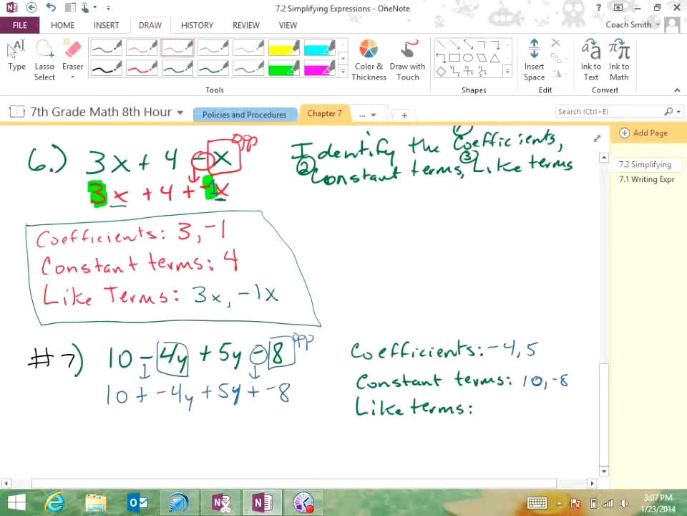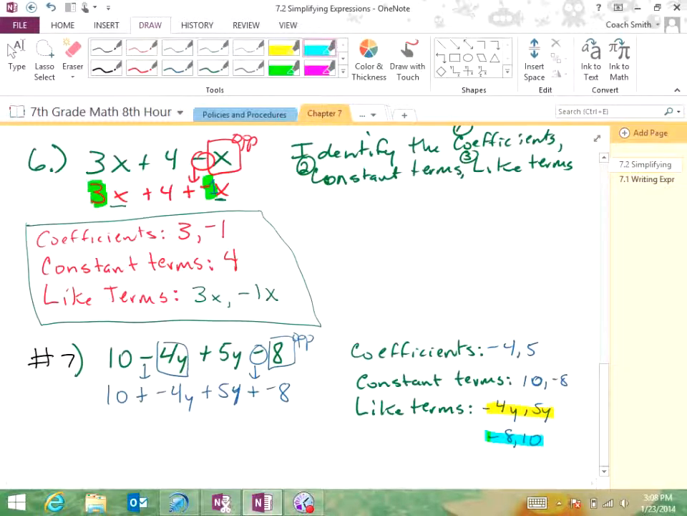Now, this one's a little bit more difficult. What are the like terms? -4y and 5y. What else? And yes. Okay. Now, you have two pair of like terms. We have the -4y and 5y, and then we have the -8 and 10.